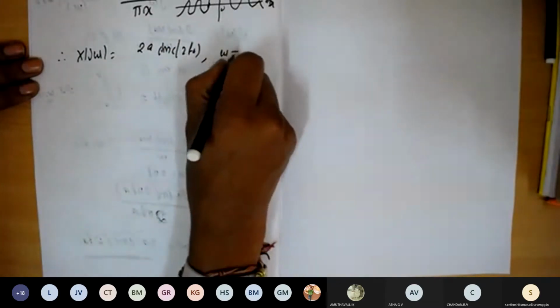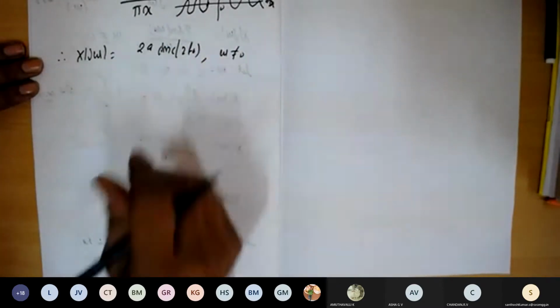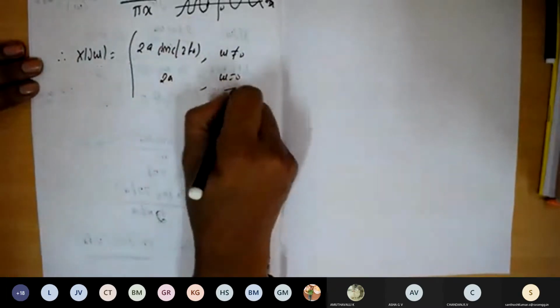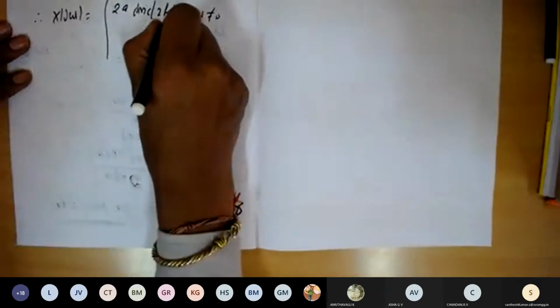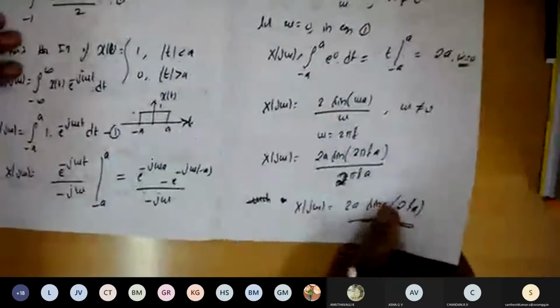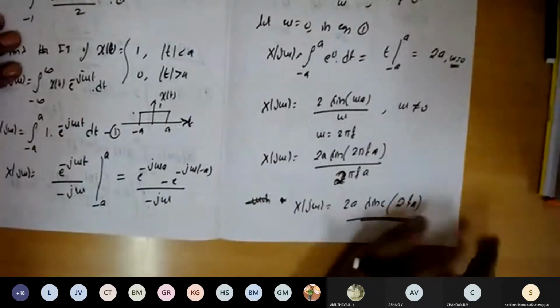This holds for omega not equal to 0, and for omega equal to 0 it has the value 2a. So for omega equal to 0 we have 2a, and for omega not equal to 0 we have 2a into sinc 2fa. This is how we find the Fourier transform of the rectangular function. The Fourier transform of the rectangular function is nothing but the sinc function.